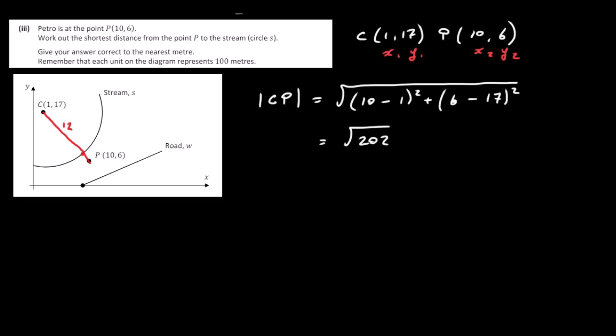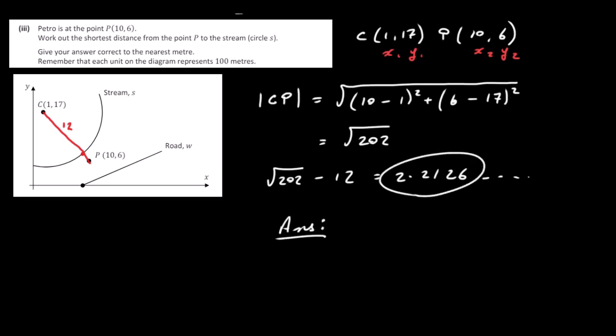So the distance then that the petrol would be from the stream would be the square root of 20² minus 12². If you do that, you get 2.2126 and so on. Now remember that it asks for the distance, and it reminds us that each unit in the diagram represents 100 meters. So our answer would be, multiply this by 100, 221, and we have to give our answer to the nearest meter. So that's it, just 221 meters. Okay, so that's part 3 done.